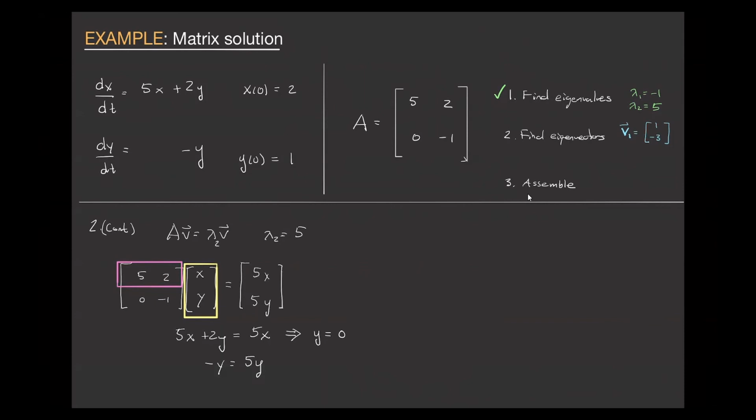Thus, what we can do is we can say that V is equal to x, y, which is alternatively equal to x, 0, which written another way is x times the vector 1, 0. And now that 1, 0 is our other eigenvector. We can now say our V2 is equal to 1, 0. So we've now completed this.